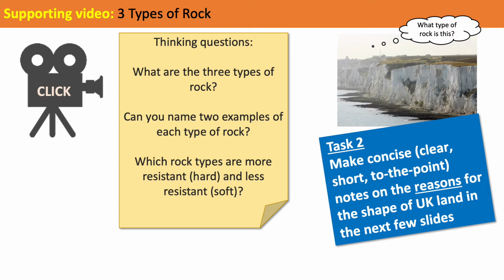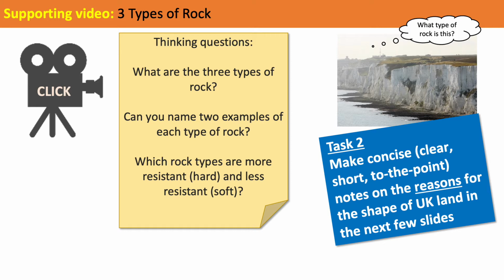What you need to do is try to name a couple of examples of each type of rock and start to think, which of those rock types are more resistant, so harder, more difficult to erode, and which of those rock types are less resistant, softer, easier to erode. So I've put there: make concise notes on the reasons for the shape of the land in the UK. And I put there that concise means clear, short, and to the point.